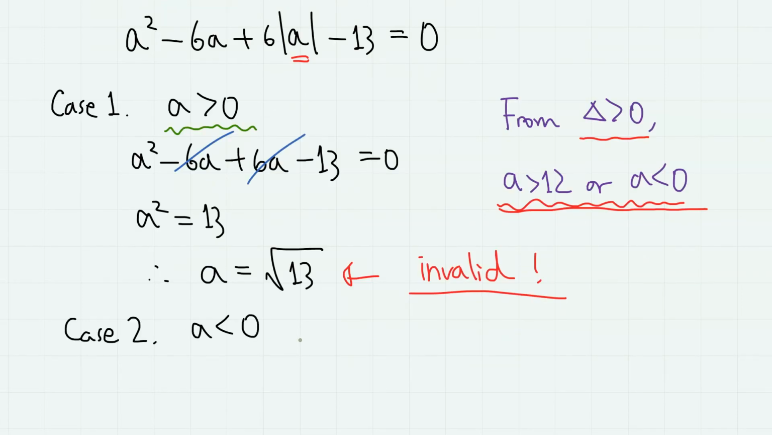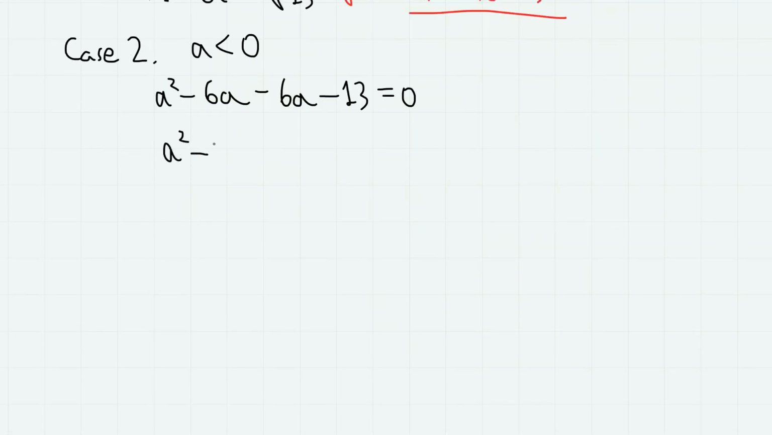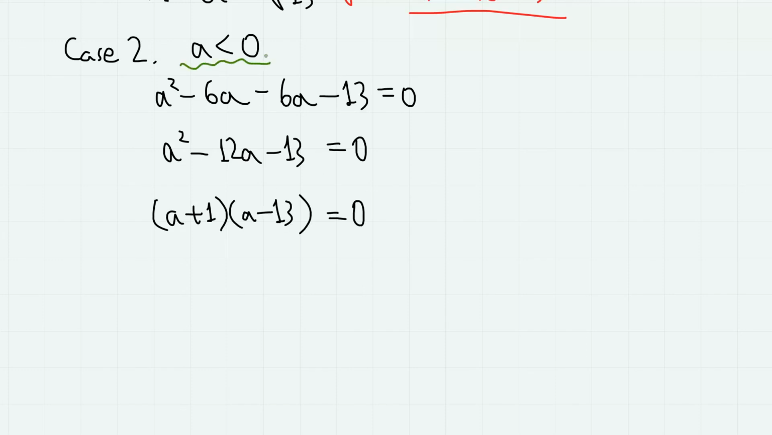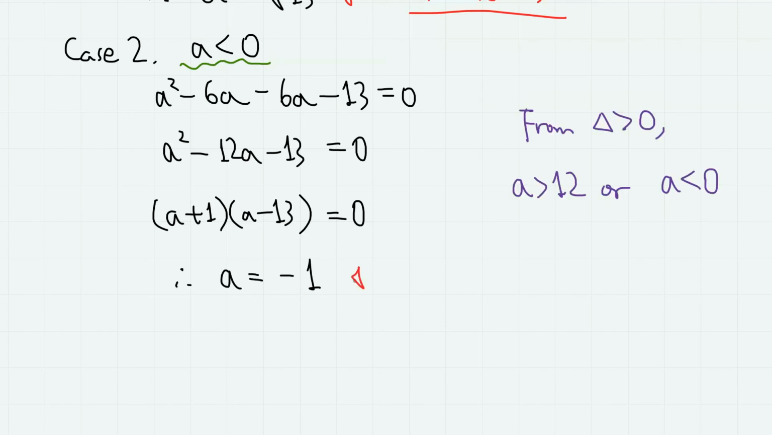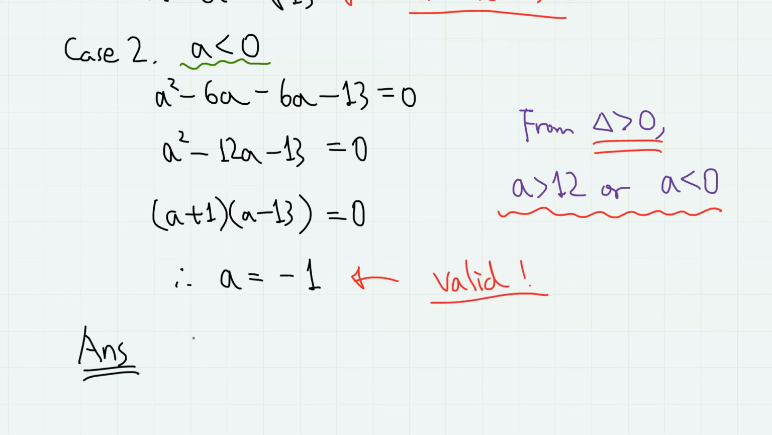In the next case, where a is negative, now this part becomes minus 6a. So we have a squared minus 12a minus 13 equals 0. And if we factor this, we have (a plus 1)(a minus 13) equals 0. And since we have negative condition here, we only have to choose a equals minus 1. And this value actually satisfies this range obtained from the discriminant condition. So this value minus 1 is a valid one. Therefore, the only possible answer is a being minus 1.